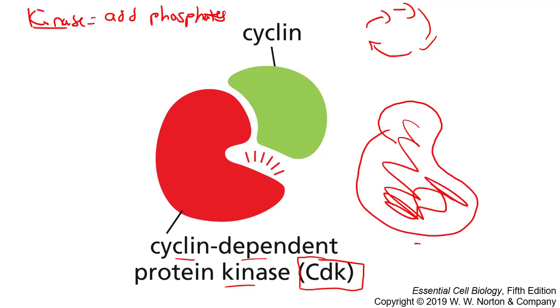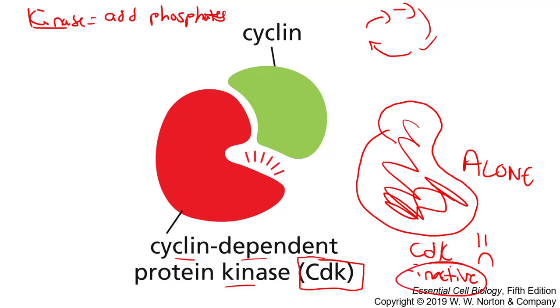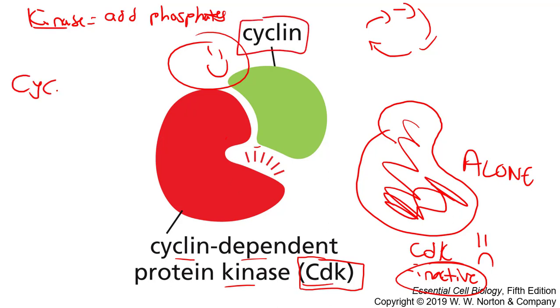When the CDK is all by itself and lonely, it's in the inactive form. When it's alone, it's inactive, turned off. The way to turn a CDK on is it needs to bind with its friend. Now it's not lonely anymore, okay? And its friend that's going to bind and activate the CDK is known as a cyclin. A cyclin is a protein, and just like it sounds, there's many of them throughout the cycle.